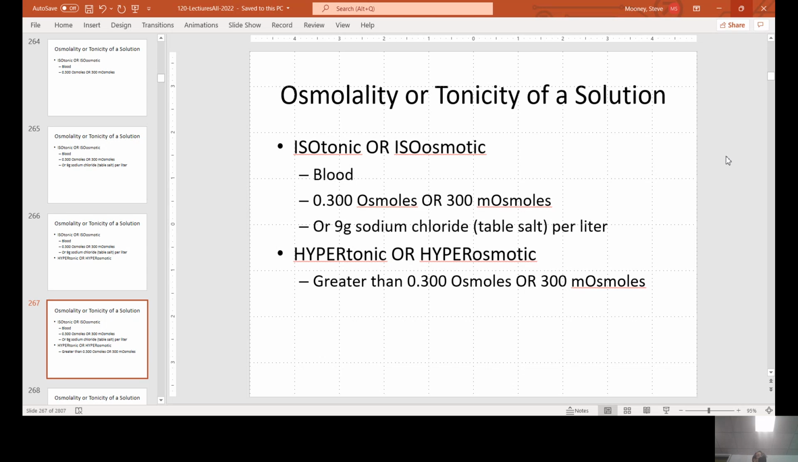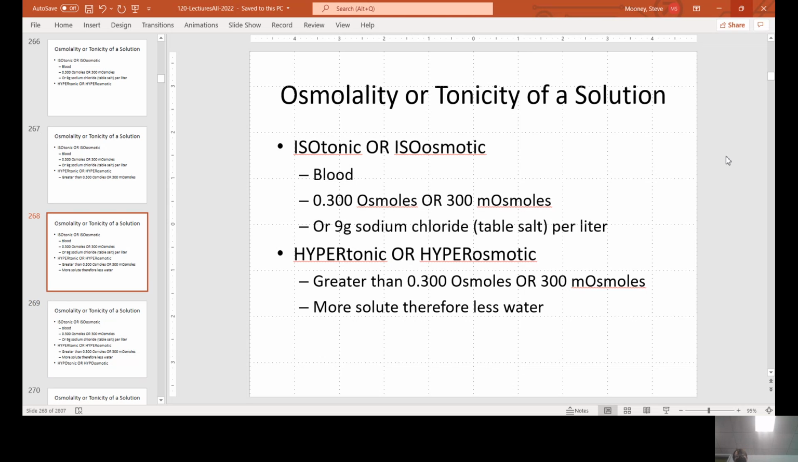So a lot of solute, a lot of electrolytes. I'm guessing this here is more than isotonic, hypertonic. So more solute than isotonic, therefore less water than isotonic in a given volume, in a given weight.